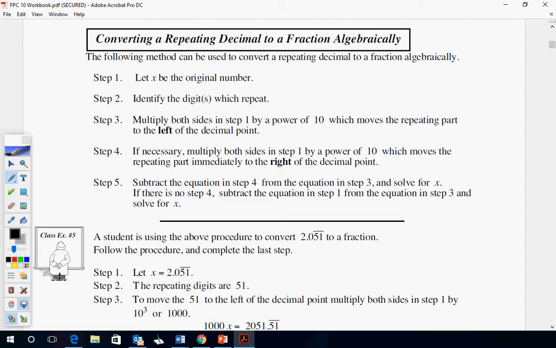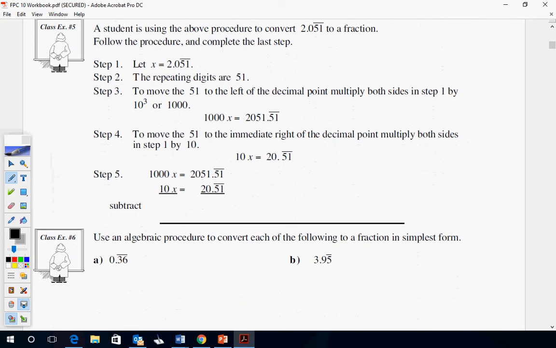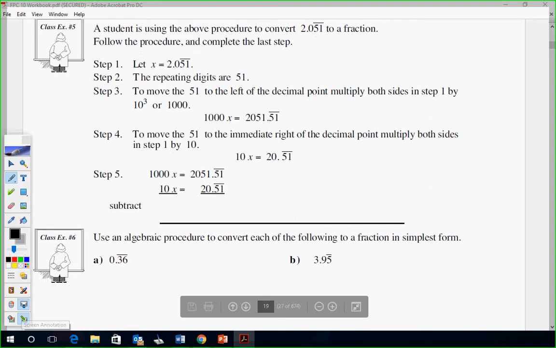If necessary, multiply both sides in step 1 by a power of 10, which moves the repeating part immediately to the right of the decimal point. Subtract the equation in step 4 from step 3. So let's just look at what they're talking about here. All right, students use the above procedure to convert 2.051 to a fraction. So he said let x be 2.051.